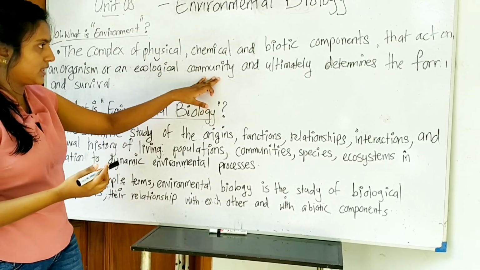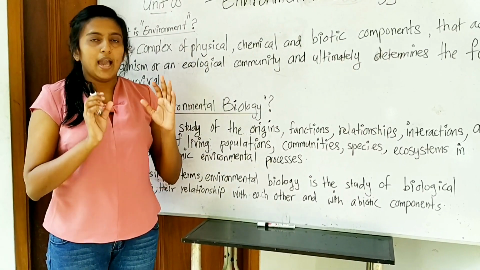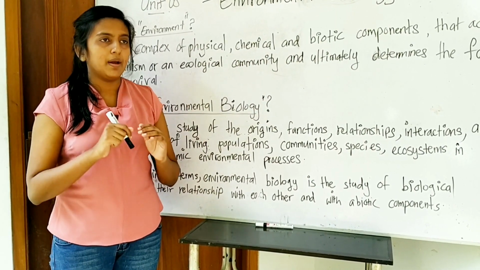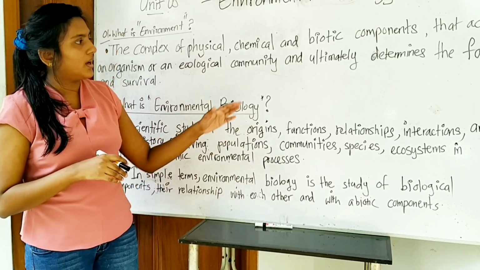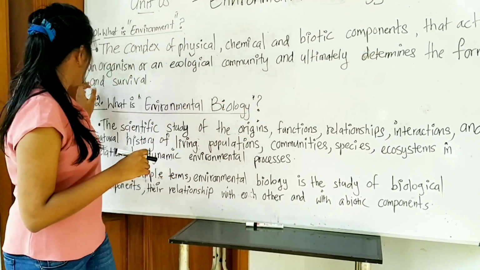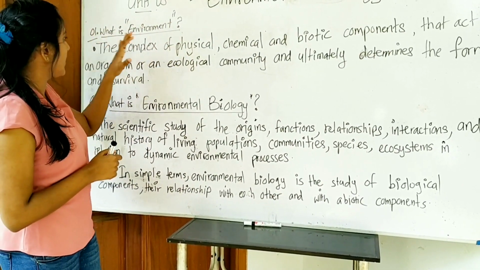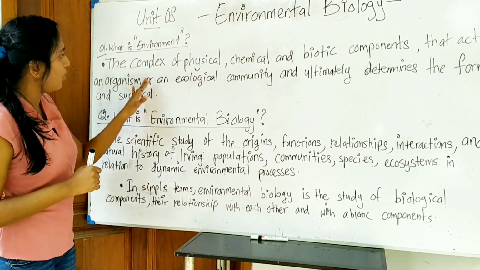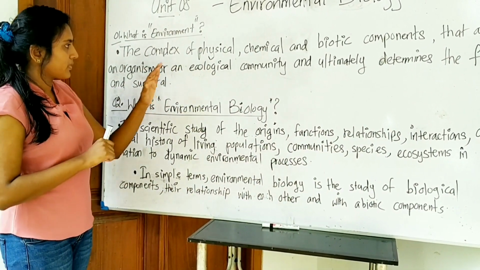As we have studied in genetics, it's not only the genes, but even the environment is very important in determining the various characters of an individual. It ultimately determines the form and survival of the organism. So the environment is a complex of physical, chemical and biotic components that act on an organism or an ecological community and ultimately determines the form and survival. That's the first definition.